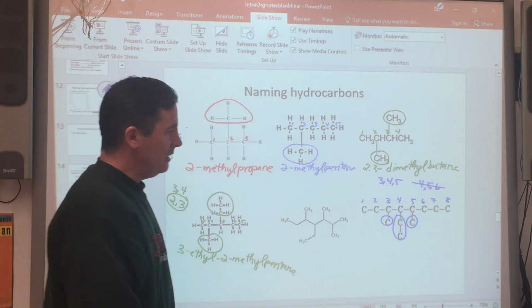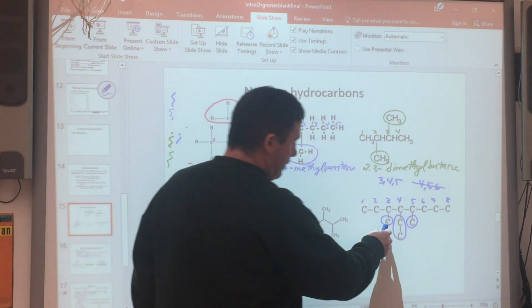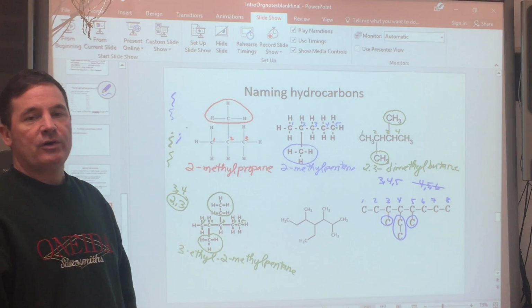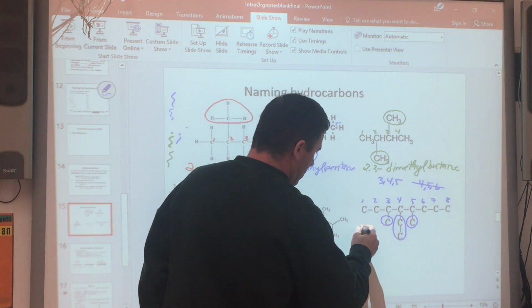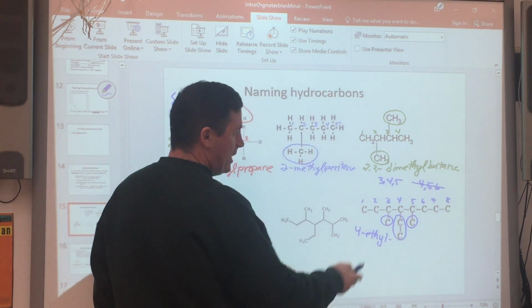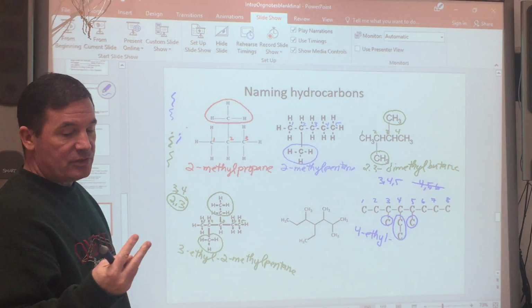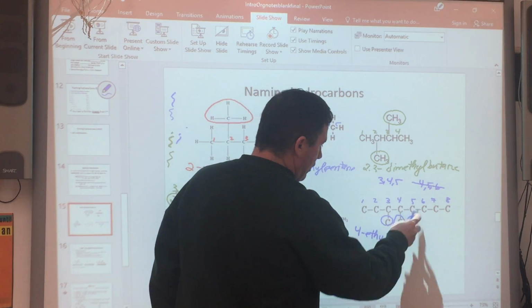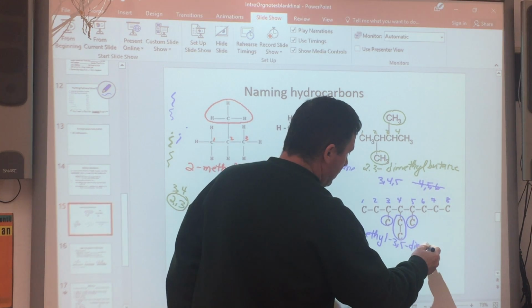Okay, next thing. I've got my different substituents. I've got methyl and I've got ethyl. Then what comes first alphabetically? Ethyl does. So I name my carbon 4-ethyl, 3, 5. I've got 2 of them. Remember, if I've got 2, I need to use the prefix di. So 4-ethyl 3, 5 dimethyl.